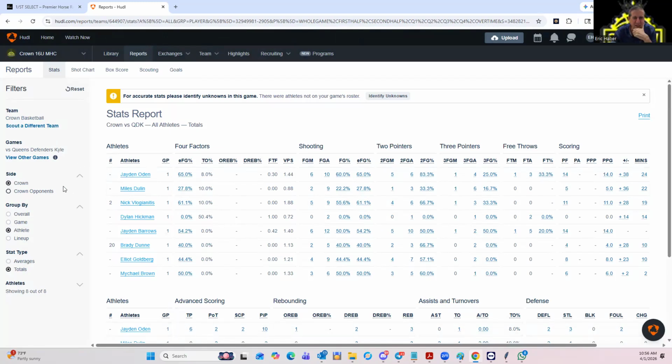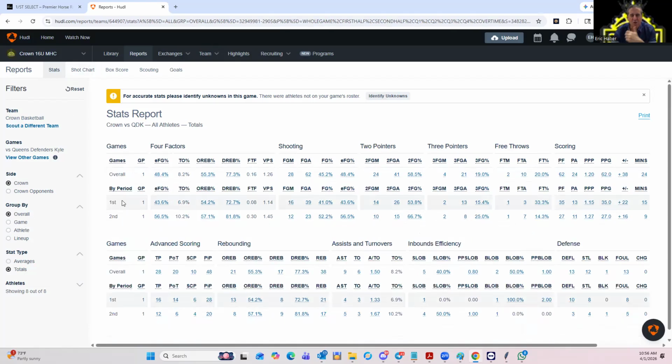Let's see. As a team, overall, this one is a problem. All right. So you look at the effective field goal percentage, and it was 48.4%. Okay. So that's no good. This is not going to work in the types of tournaments that we want you guys to win.